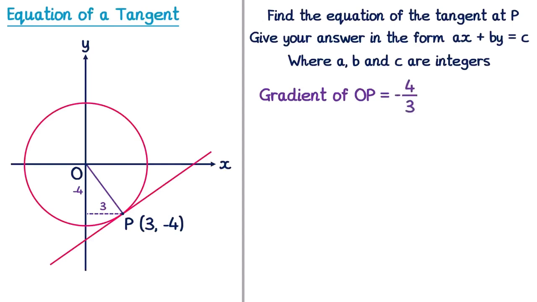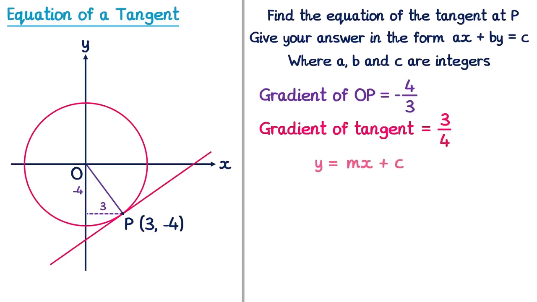We then use this gradient to work out the gradient of the tangent, remembering that they're perpendicular lines, so we do the negative reciprocal. The negative reciprocal of -4/3 is a positive 3/4. So the gradient of the tangent must be 3/4. Then we write out the general equation of a line, y equals mx plus c, but replace m, the gradient, with our gradient, 3/4. Then we turn our attention to the point P, which has x coordinate 3 and y coordinate -4, and we substitute these into our equation.